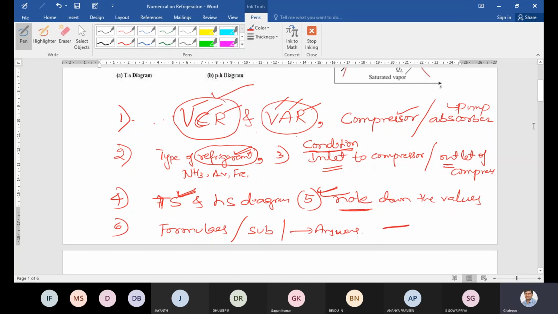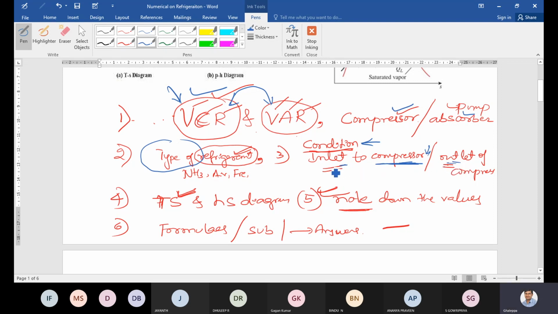Understood? Okay. So what is the first step? First, identify whether it is VCR or VAR. Today we are going to solve a VCR problem. In VCR, the second step is to identify the type of refrigerant. Once you identify it, the immediate step is the condition. 90% of the time the condition will be given with respect to the compressor, because based on compressor and absorber we differentiate VCR and VAR, either inlet or outlet.